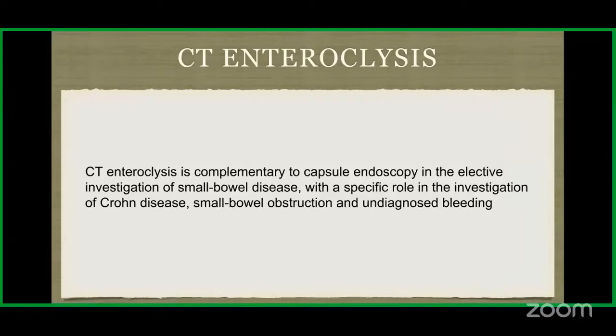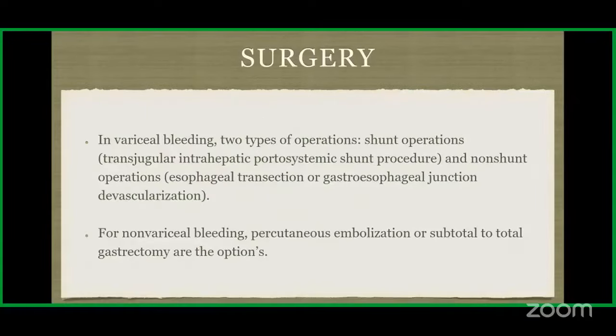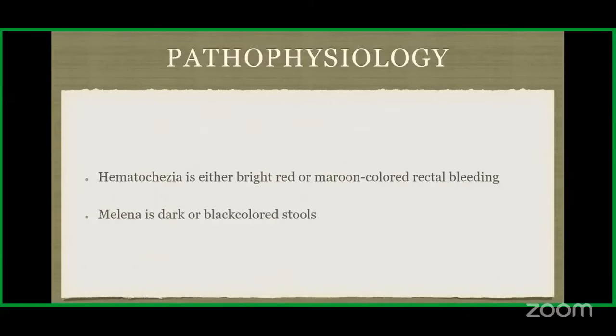Causes for lower GI bleed. The most common cause is the diverticular disease. Colonic diverticulitis can cause GI bleed. Colitis, hemorrhoids, edematous polyps or malignancy can also cause it. Certain malignancies also cause lower GI bleed. Hematochezia is either bright red or maroon colored rectal bleeding. Melena is dark or black colored stools. Coming to the most important common cause of GI bleed, chronic diverticulitis.